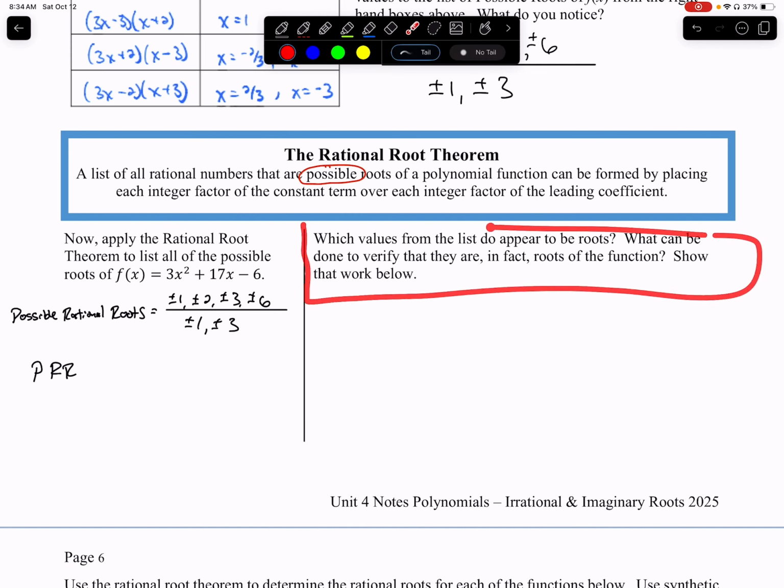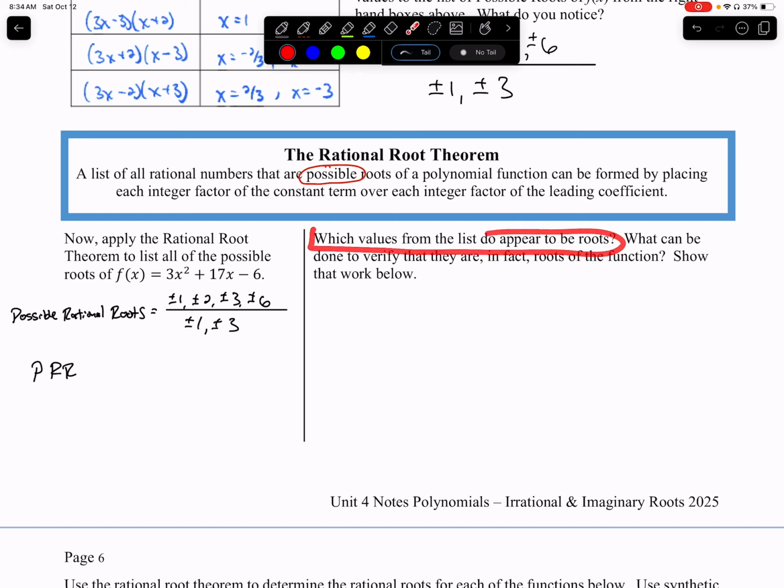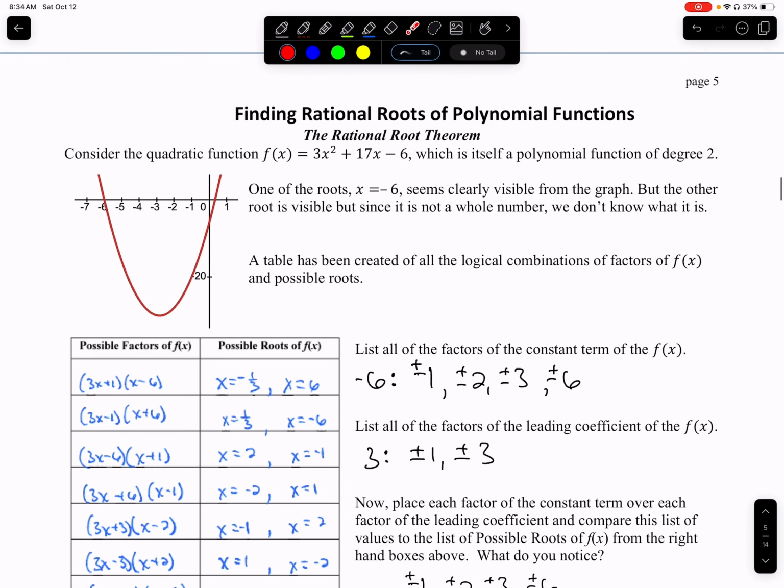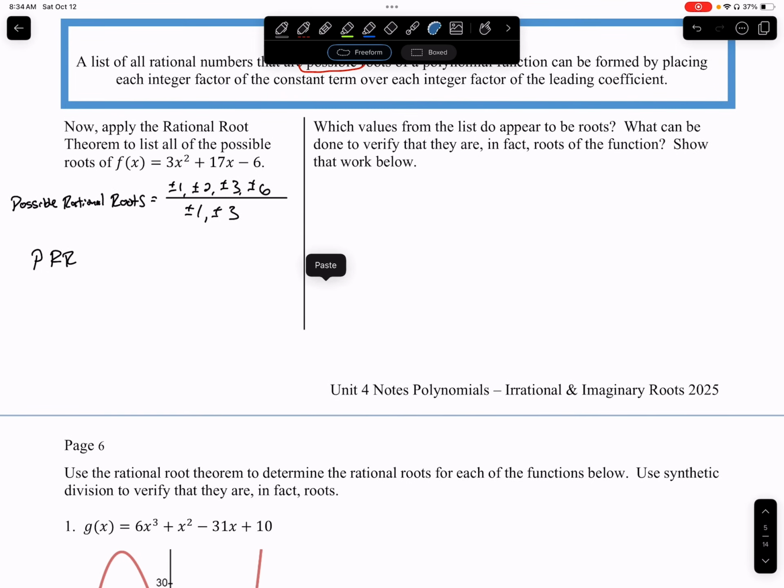Then it asks, which of these values from the list do not appear to be roots? Now, for this to be asking this question, it's implying we have to have more information. So we actually have this graph here. Let me bring this graph down here so we can see it.